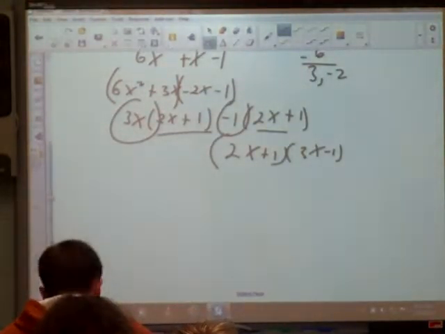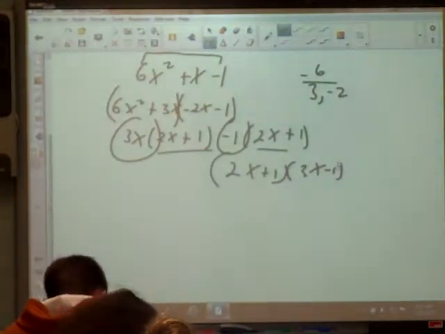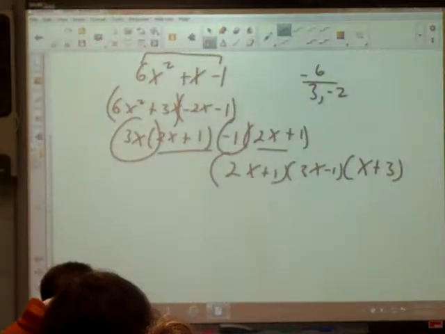Good job remembering that x plus 3 we need to add. They told me negative 3 was a 0, so that means x plus 3 goes there.